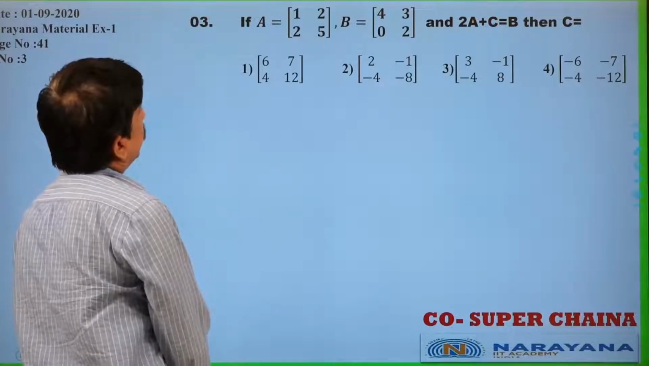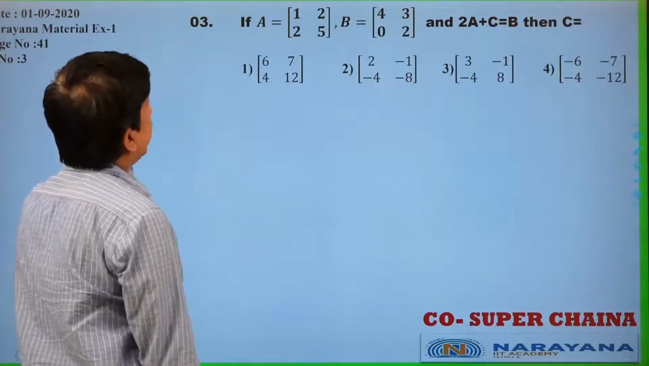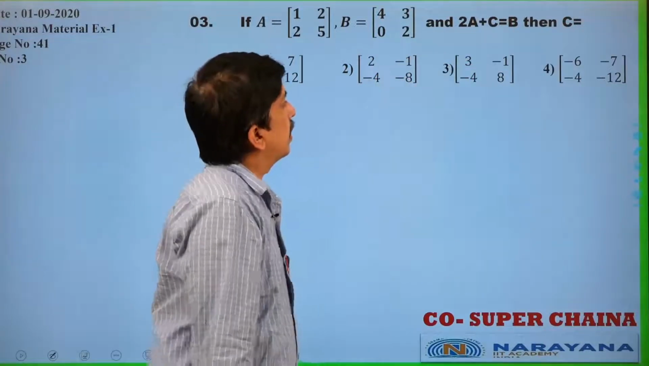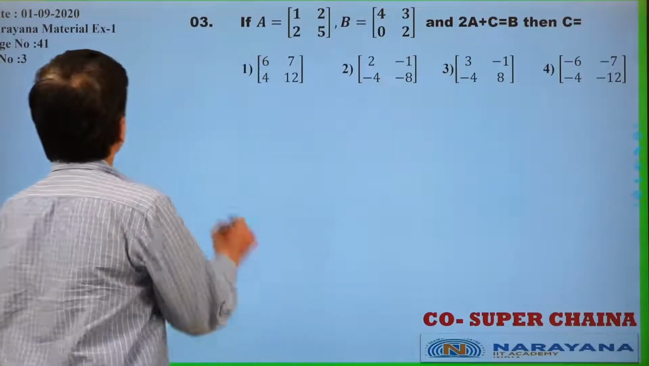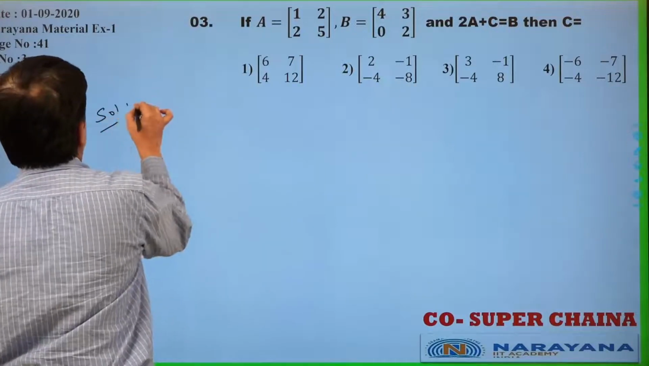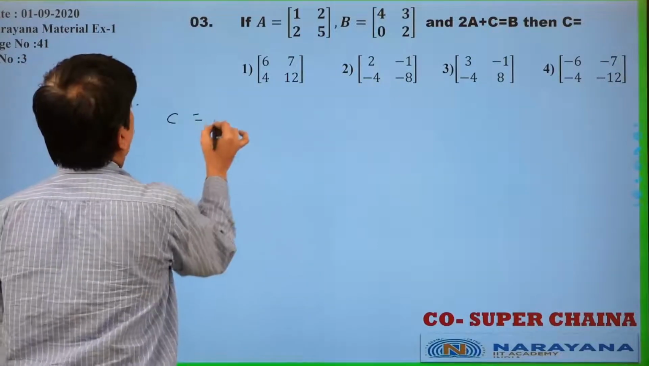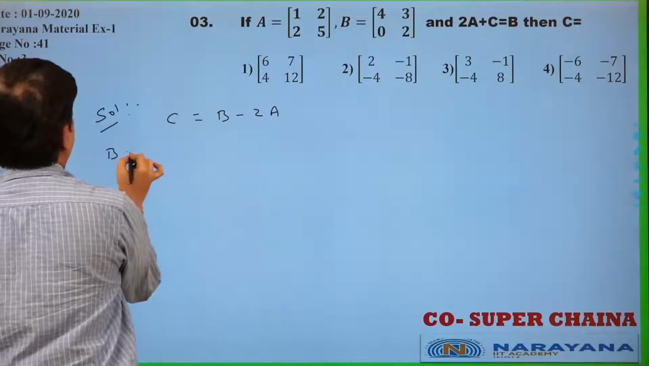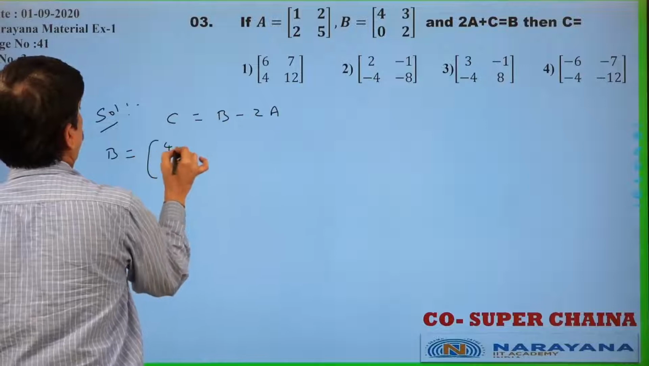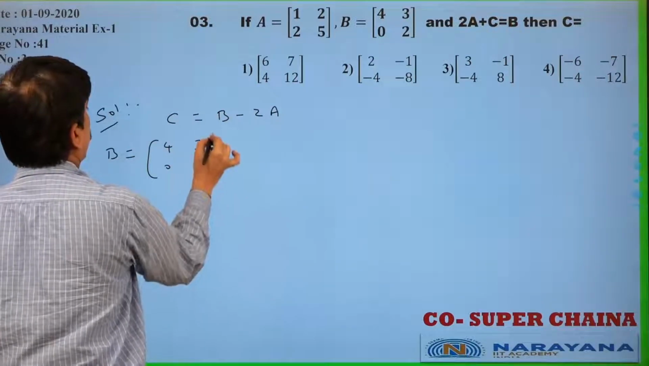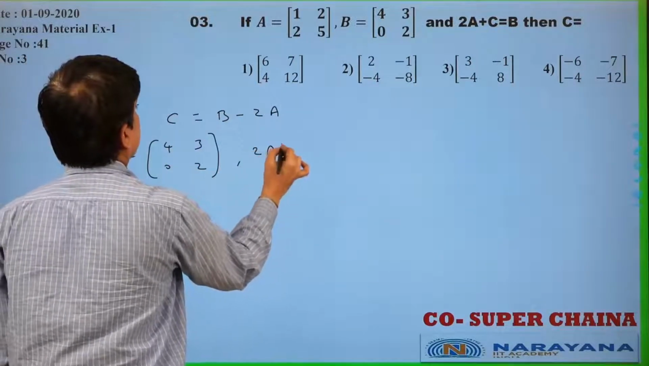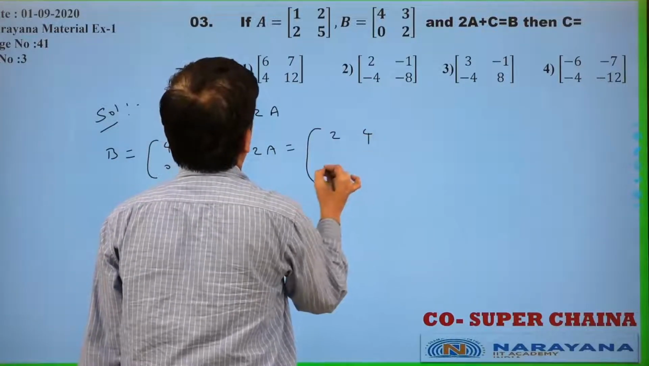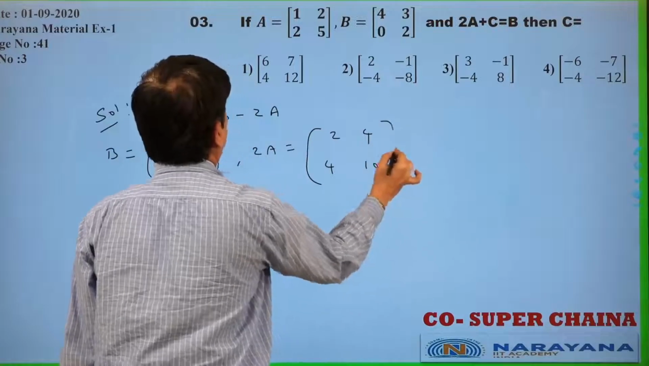Now A is equal to this one, B is this one. A is [1 2; 2 5], B is [4 3; 0 2], and 2A plus C equals B. C equals what? Now C is equal to B minus 2A. Now I am writing B is equal to [4 3; 0 2]. 2A is nothing but [2 4; 4 10] only.